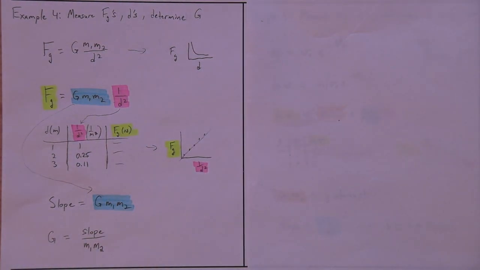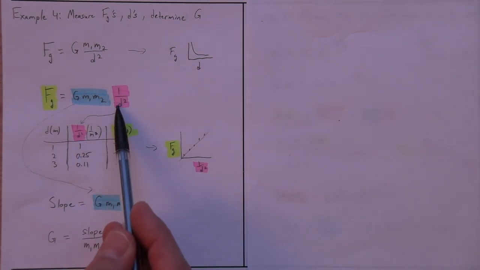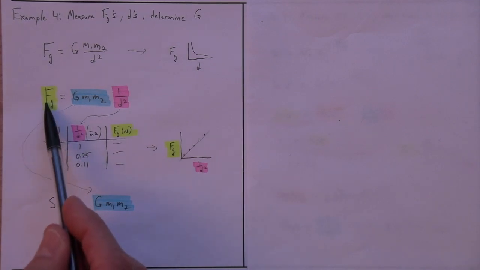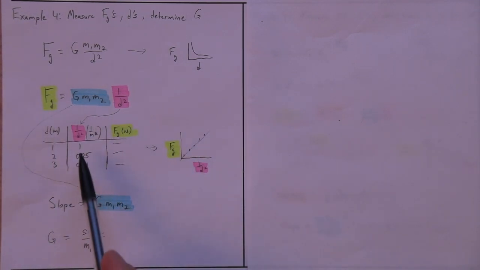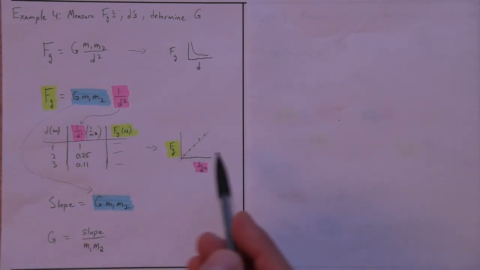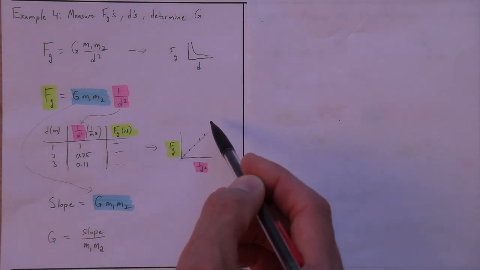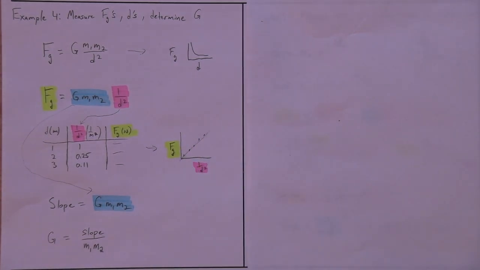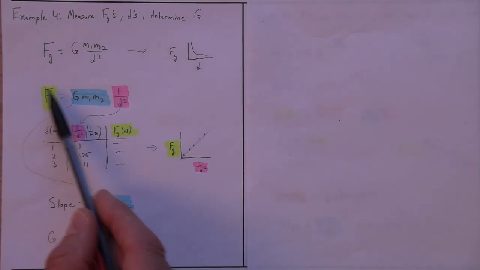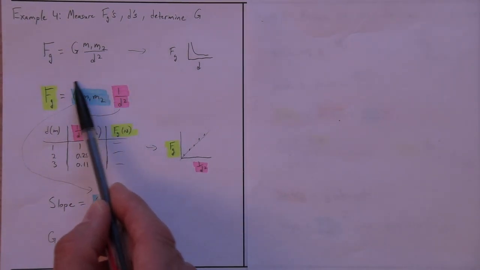Now I can plot this on the x-axis and the force on the y-axis, and that will give me a straight line. My data points will rise linearly. I do a best fit line, I do a triangle, and I create the slope. And then what does that slope mean in terms of the original data? Well, if you look here, with the y-axis and x-axis, this is the slope.